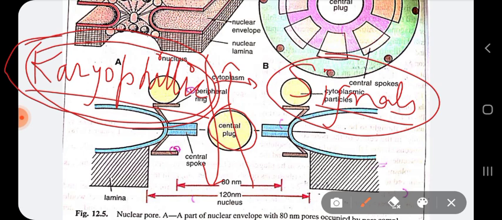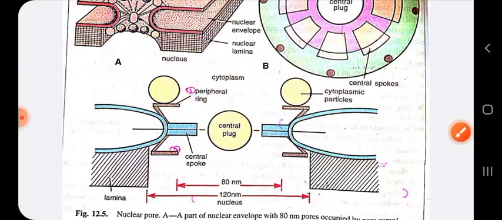This karyophilic signal for nuclear import apparently resides in the tail domain, and such an active nuclear transport requires energy which is derived from ATP hydrolysis. So there will be an active transport going on. This karyophilic signal will trigger that event. So in this way, your nuclear pore complex works within the nucleus.